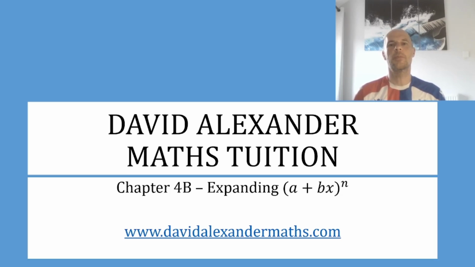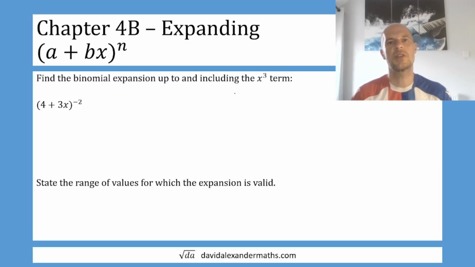This is chapter 4b where we're expanding (a + bx)^n. So all the examples we saw in the previous chapter were slightly different to this one, because here the number is a 4, not a 1. So what we need to do first of all is turn it into a 1. By doing that, we are going to just factor out the 4.